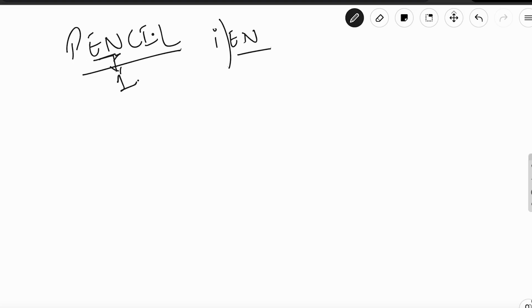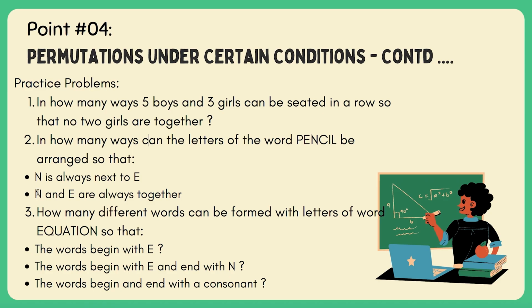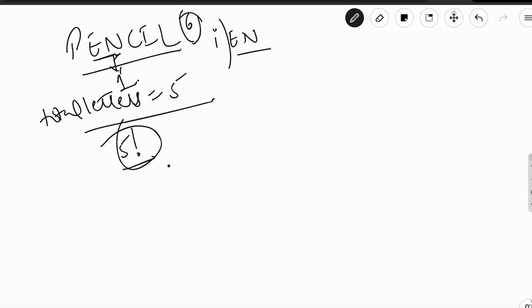So P, E, N, C, E, L. Together there are 6 letters here. But when we consider E and N together, total letters are 5 for this condition. Okay. So how we can arrange 5 letters is through 5 factorial. This is the answer.